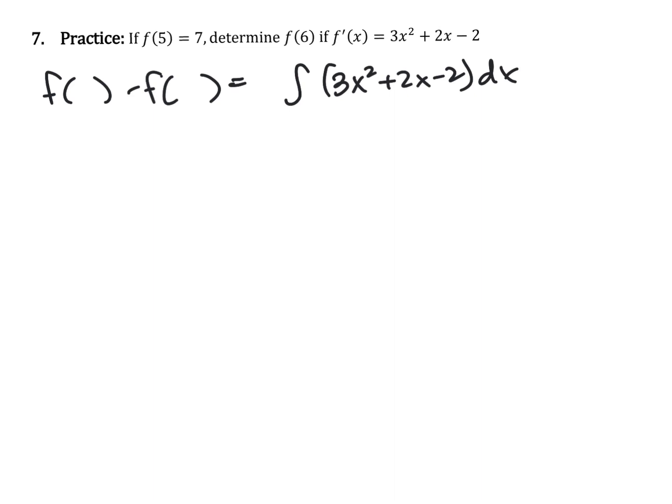So I want to make sure you can see where each of these values is coming from. We are being given f of 5, and we want to find f of 6. So which of those two values is bigger? 6 is bigger, so that's going to be the upper bound, and that's going to be the first part here. 5 is smaller, so that's going to be the lower bound, and that's going to be the bottom part here. Now I encourage you to pause the video and work through this problem completely on your own.